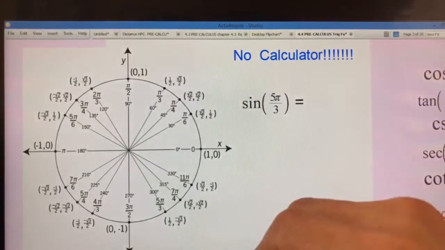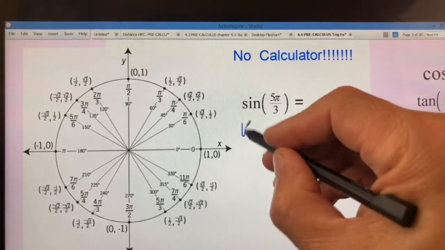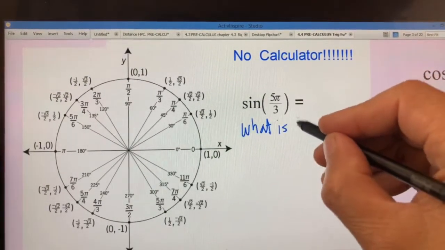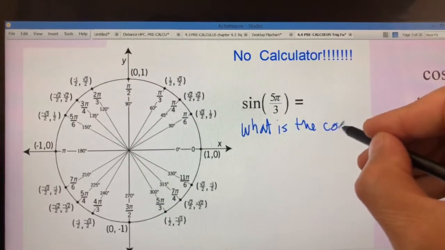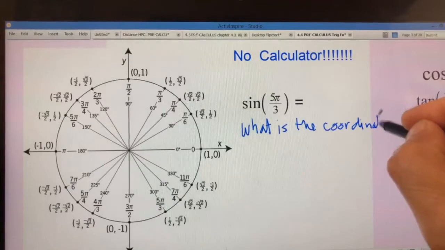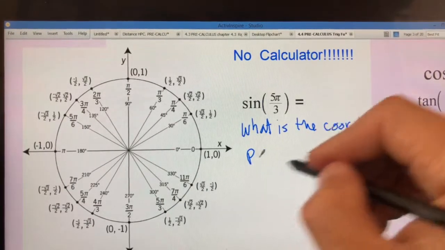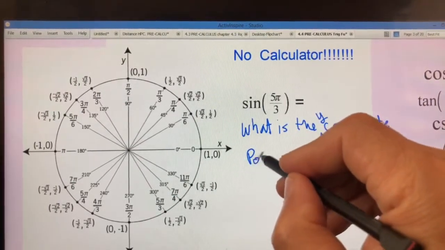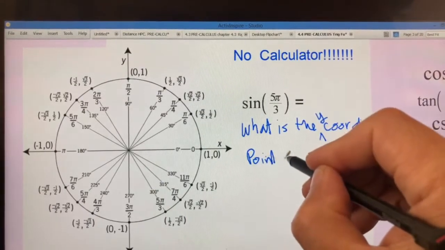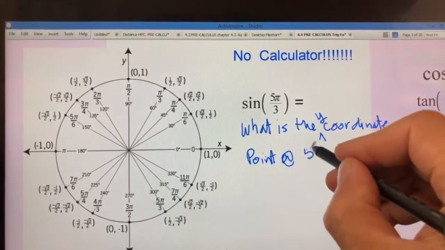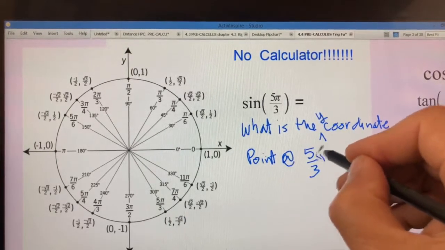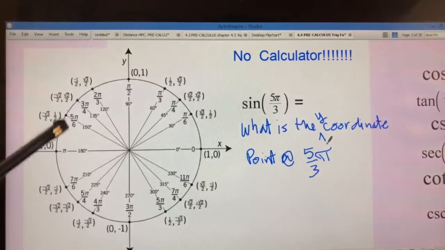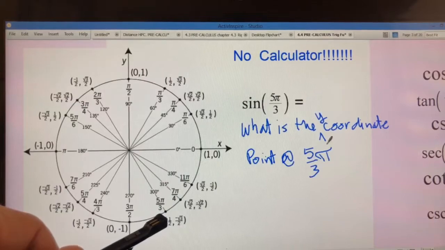So let me write that in English, if I could. That's basically what the question was. The coordinate point, the y, I would say. So I'm just gonna sneak in the y there. Coordinate point at 5 pi over 3. So you just trace your fingers around and touch your 5 pi over 3 if you can find it. So right about there's your 5 pi over 3 on your unit circle.